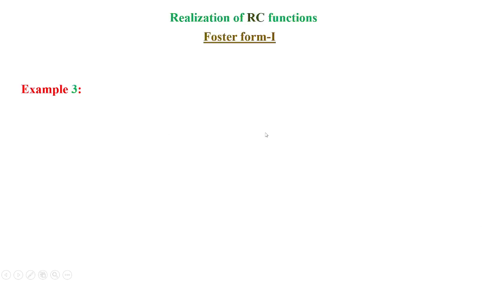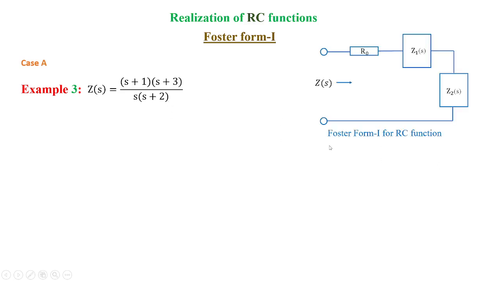Now what happens if we have the example with the RC functions? Let us treat this as case A. Why? We are going to see the in-depth of the different forms of RC functions. In case 1, you can see you have the numerator s plus 1, s plus 3 divided by the denominator s into s plus 2. Anyhow, the Foster form representation for RC function is shown by this particular representation. Now the solution is obtained by z of s is equal to 1 plus 3 by 2 divided by s plus 1 by 2 divided by s plus 2.